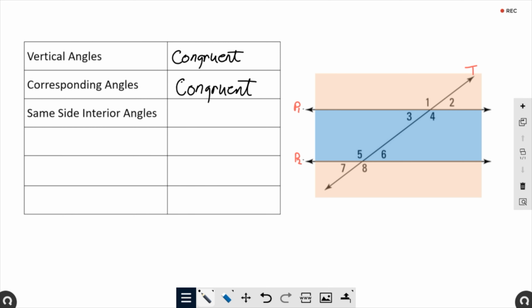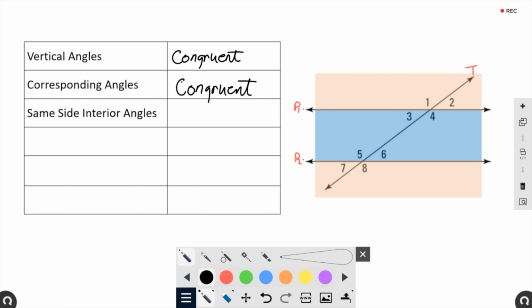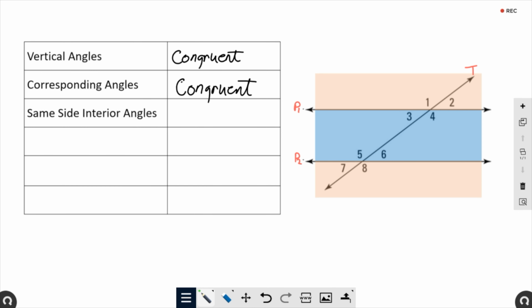The next angle pair we have is same side interior angles. The word interior means inside. So inside the parallel lines is shaded in blue. You have 4 angles: angle 3, angle 4, angle 5, and angle 6. The same side interior means these angles are on the same side of the transversal. So I could say the left of the transversal, and they are inside the parallel lines. So 3 and 5 are same side interior angles, and also 4 and 6 are same side interior angles.